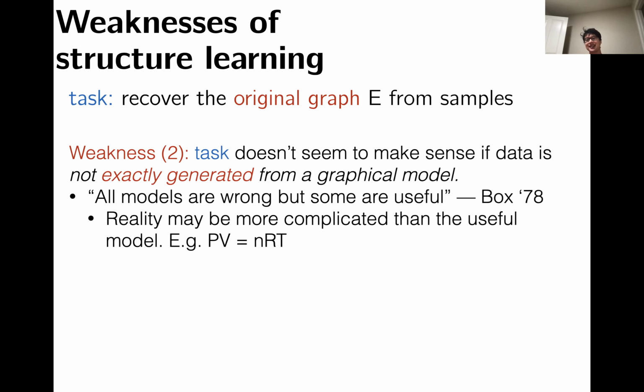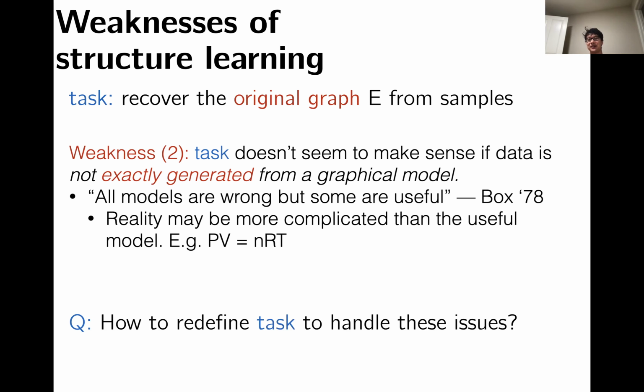The example George Box had was, if you think about PV equals nRT, that's a very useful equation, it helps you understand what's happening with gases. On the other hand, the only truly accurate model of a gas is that there's a bunch of little particles or atoms or molecules that are all crashing into each other in a complicated way. Which one is more useful is probably the ideal gas law. So in many cases, we want to fit a simple and fairly accurate model to explain the real data. And so it's not really true that the data is generated from a graphical model, or at least from the model we're fitting. And so maybe we would like to define a new learning task which fixes these weaknesses.